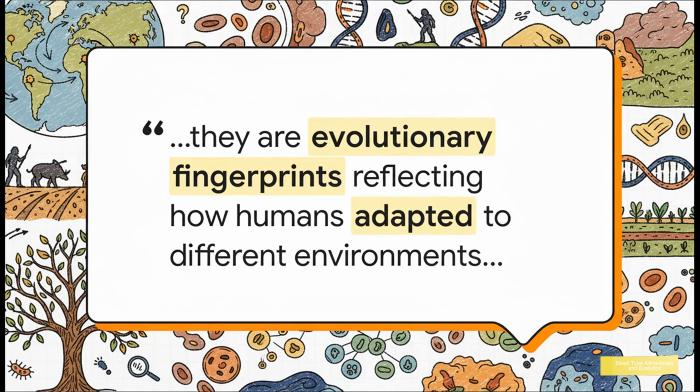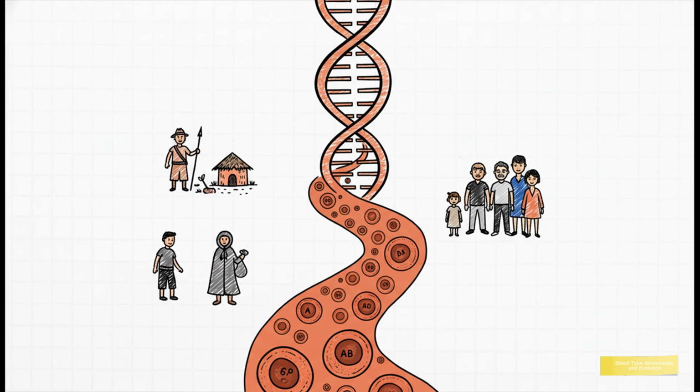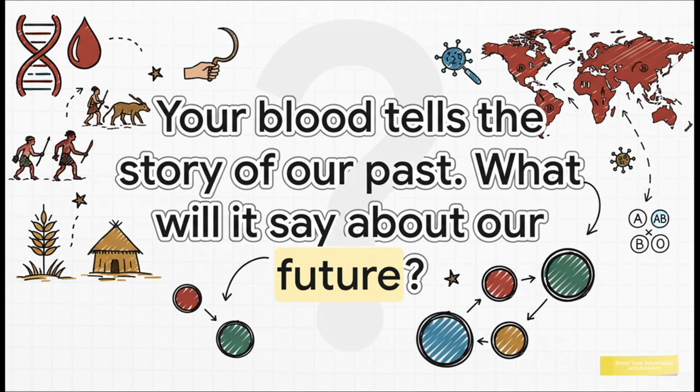There's this quote from one of the sources we looked at that just nails it. Blood types are more than transfusion categories. They are evolutionary fingerprints reflecting how humans adapted to different environments over thousands of years. Your blood type isn't just a medical note in a file, it's a fingerprint left behind by evolution itself. So it doesn't matter if you're O positive, like billions of other people, or that super rare AB negative. You are carrying a piece of our collective human history inside you. It's a story of survival, of movement, and of the incredible ways our bodies have changed to keep us going. It's this incredible legacy, right there, inside you.